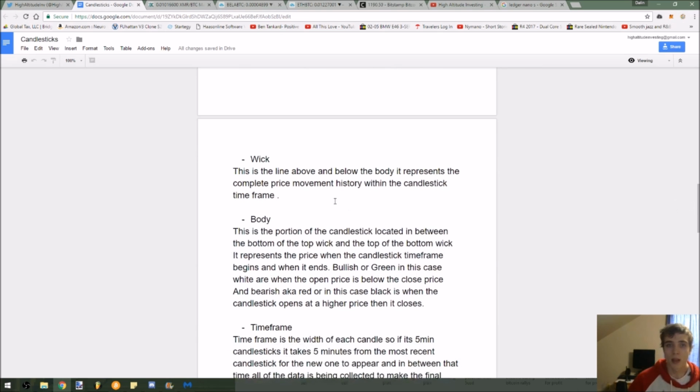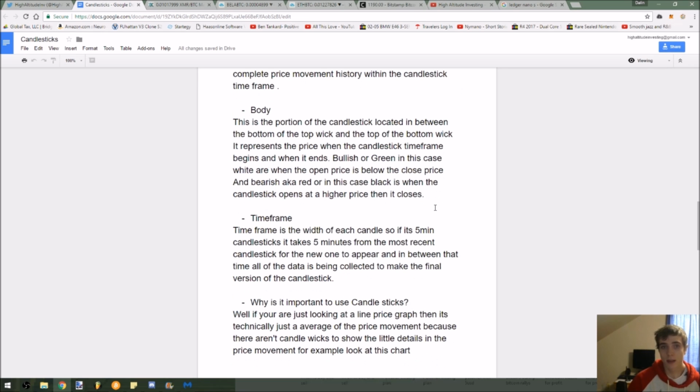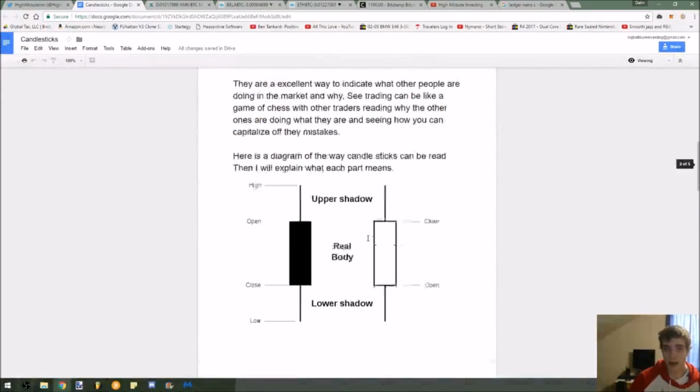Now, basically the body is a portion of the candlestick, with the top of the wick and the bottom of the wick. It represents the price when the candlestick's time frame begins and when it ends. So bullish, or green, or in this case white, is when the open price is below the close price. So, like what I just explained.